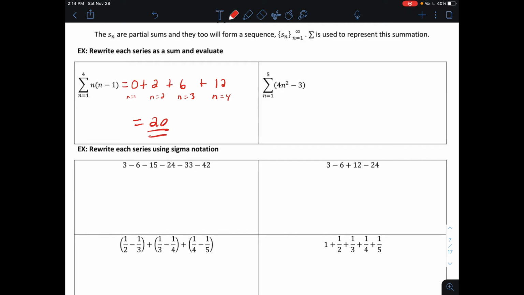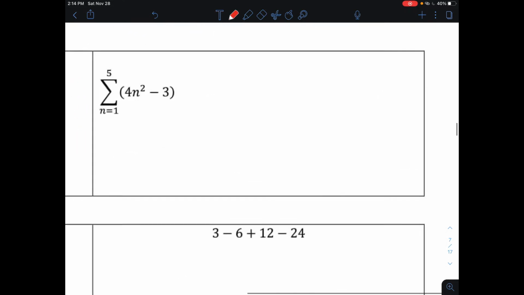Now let's do this again for the series over here on the right-hand side. I want to find the sum of the series from n equals 1 to 5 of 4n squared minus 3. We'll start by expanding the series. I put in 1 for the n's and see what I get. When I put in 1 for the n's, I get 1. And then plus, I put in 2 for all the n's. So 4 times 2 squared minus 3 gives me 13.